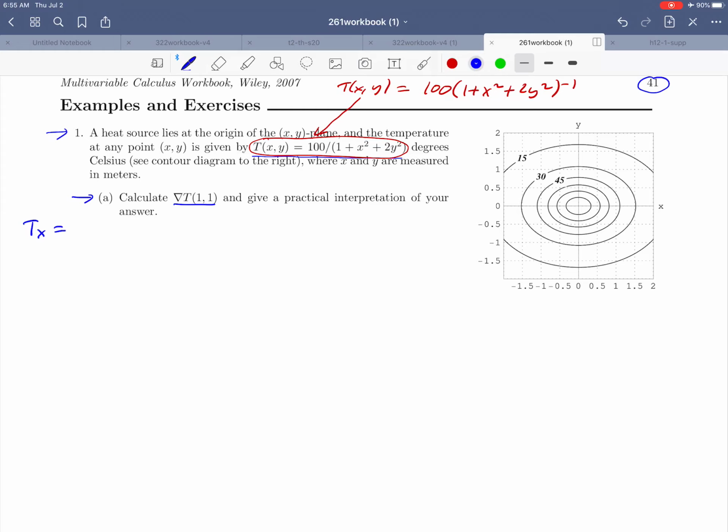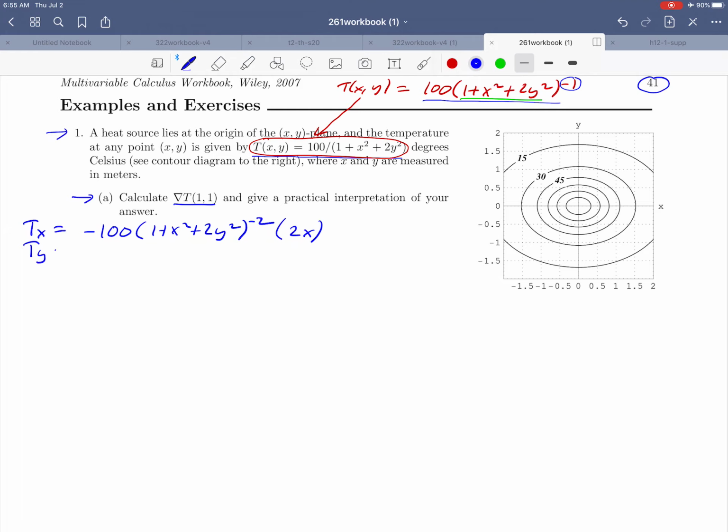and calculate our two derivatives. So the derivative in the x direction, looking at our formula, we're going to use the power rule and the chain rule. So taking the derivative of something to the negative 1 power, that negative 1 is going to come down. We're going to get negative 100 times (1 plus x squared plus 2y squared) to the negative 2. But then the chain rule says we need to multiply by the derivative of the inside with respect to x. And that derivative is going to be just 2x, because the 1 and the 2y squared just involve things that we're treating as constants when we take the derivative with respect to x.